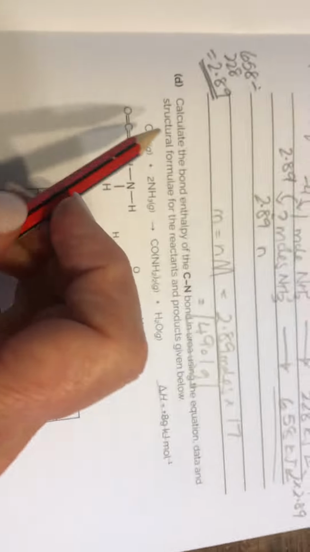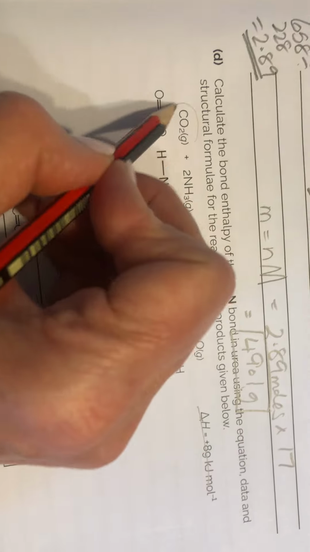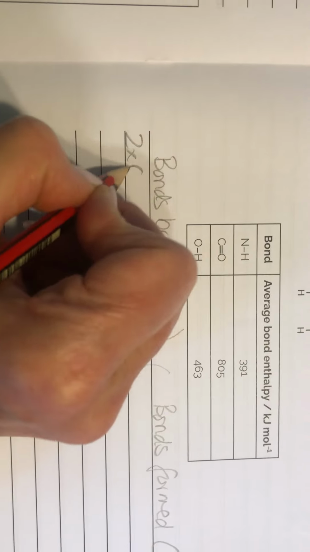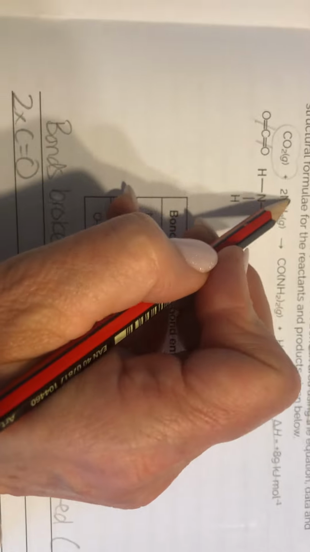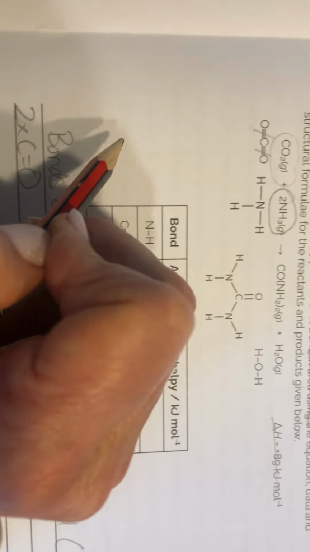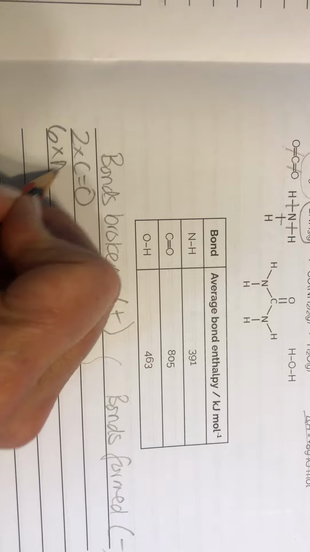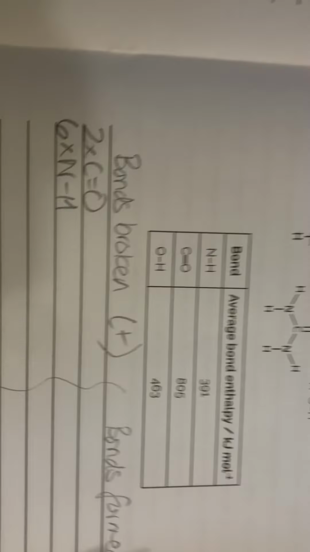All right, let's count them now. So I've got 1 CO2, so that's 2 C to O. I've got 2 moles of NH3. Each mole has 3 N-H bonds, so that's 6 times N to H. And this is where most people went wrong. They forgot about this 2 in here. So we can actually add that all up now.